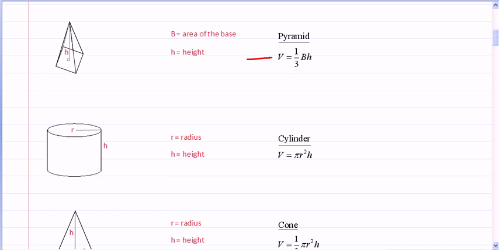The volume of a pyramid is 1/3 base times height. And once again, capital B represents the area of the base, and on a pyramid, capital B is the floor. So the area of this face would be the base.